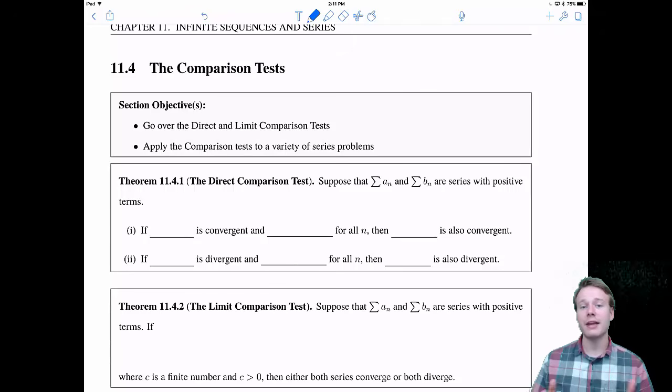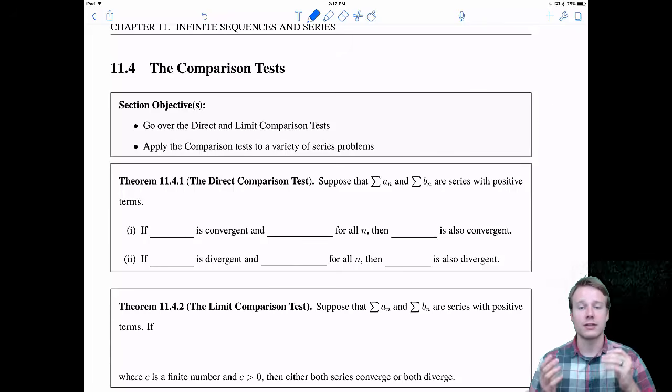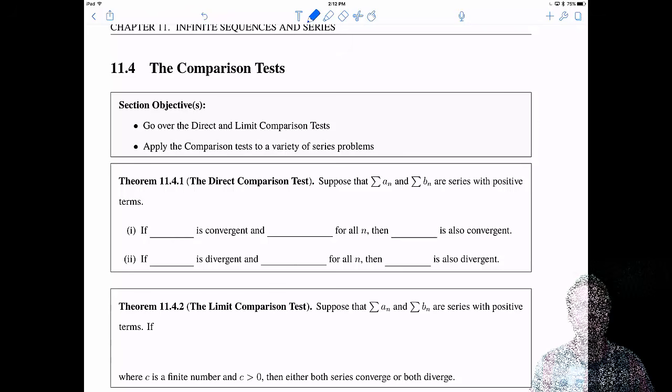And then we have the limit comparison test, which is more difficult to prove, but it's a stronger theorem, at least in my opinion. And then finally, of course, we will apply the comparison test once we understand the statements of these things to a variety of series problems. So let's get to it with what is the direct comparison test.